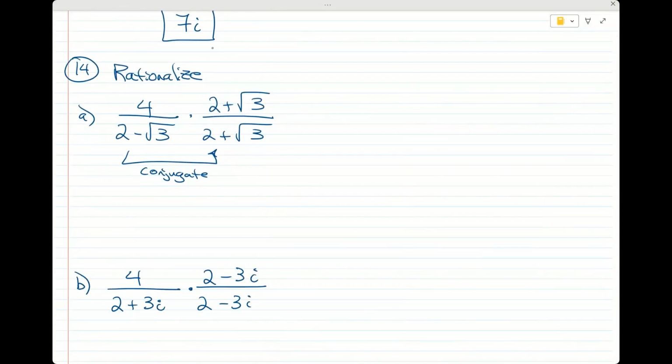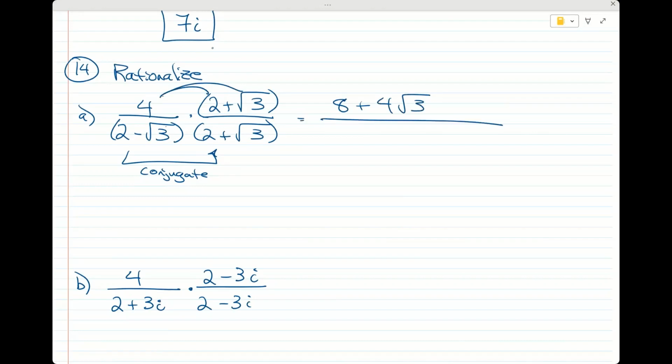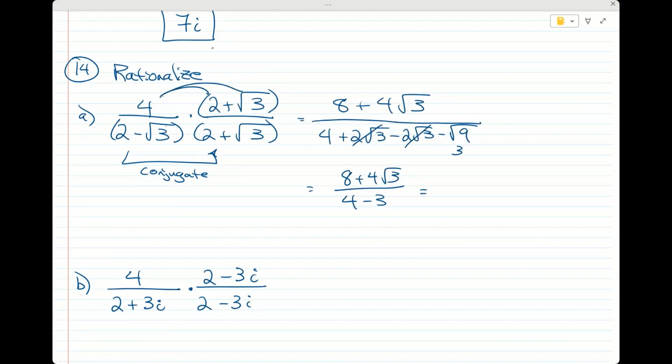All right, so we'll just go ahead and finish this up. I'll put these in parentheses and I'll distribute. So this is 8 plus 4 root 3 over 4 plus 2 root 3 minus 2 root 3 minus the square root of 9. The middle terms cancel, and we would just get 8 plus 4 root 3 over 4 minus 3, which is just 1. So your best answer would be 8 plus 4 root 3. That would be the best answer for a problem like this.